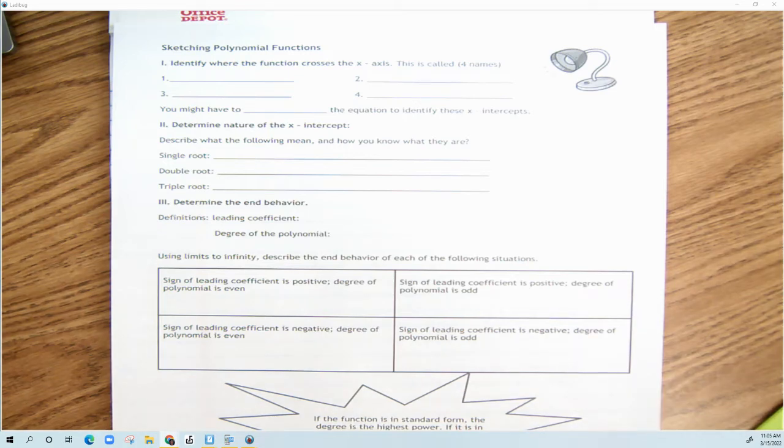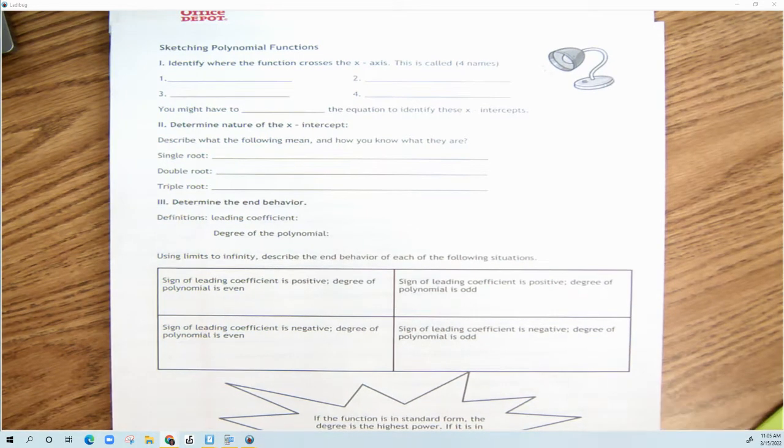Okay, so this is just a review for polynomials to start out our new unit. So we're going to start with some vocabulary. Identify where the function crosses the x-axis. We cover that in Magna Advanced Algebra, and then talk about it also when we're solving as well.